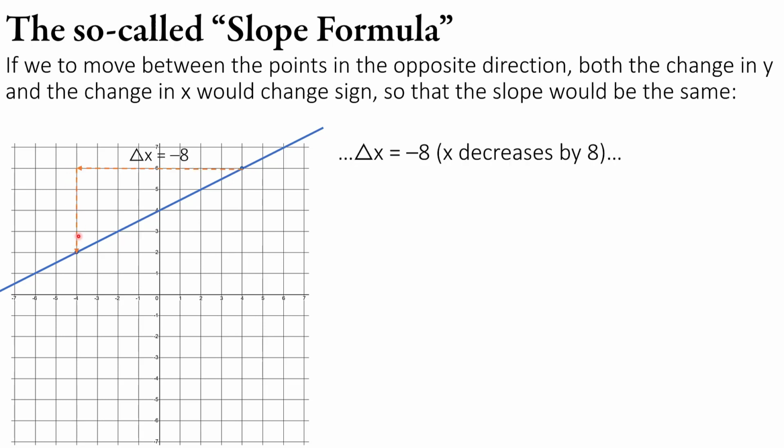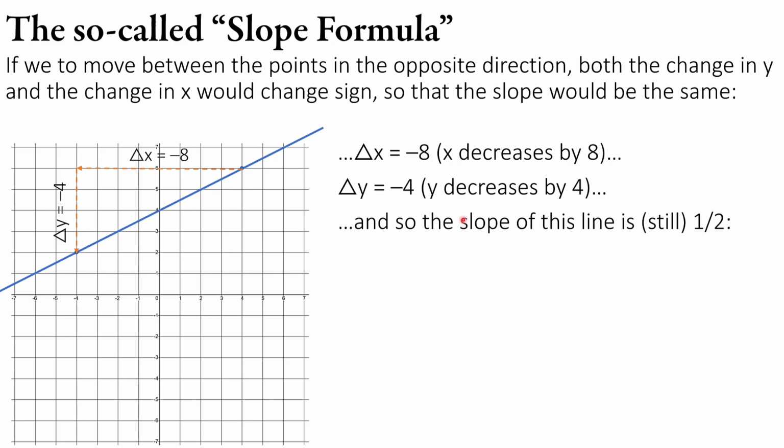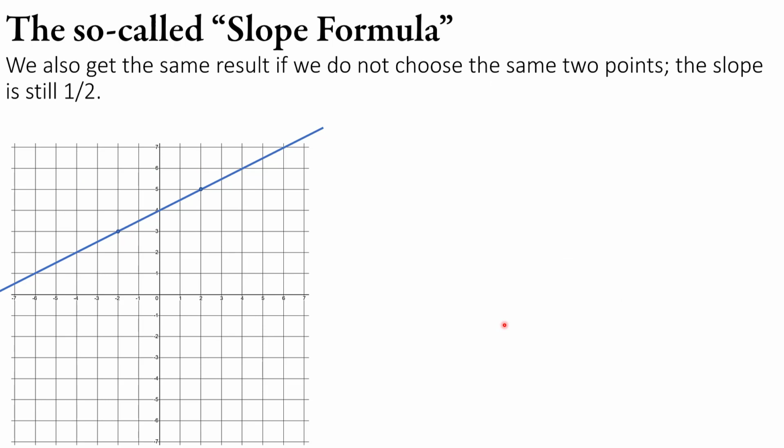Why is that? Well, if I move from here to here, x decreases by 8, so delta x is negative 8. Y decreases by 4, we move down 4, so delta y is negative 4. So again, if we divide delta y by delta x, we get negative 4 over negative 8, which is still 1/2.